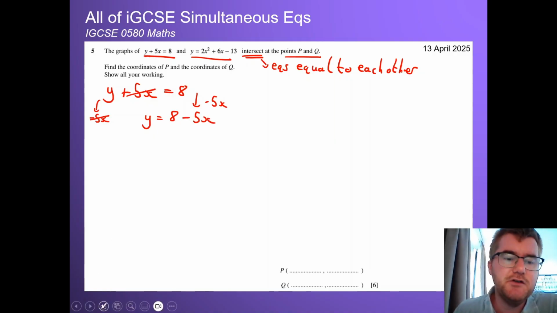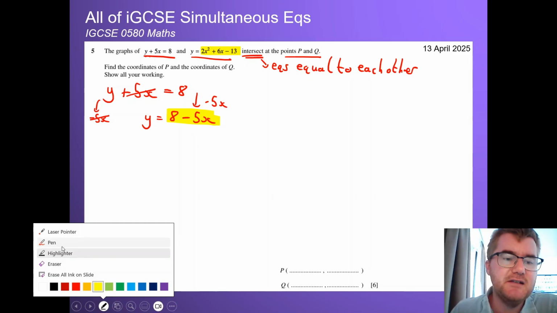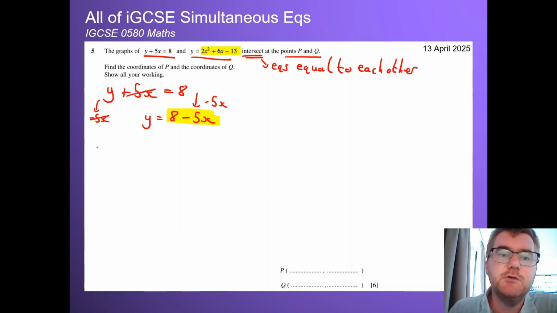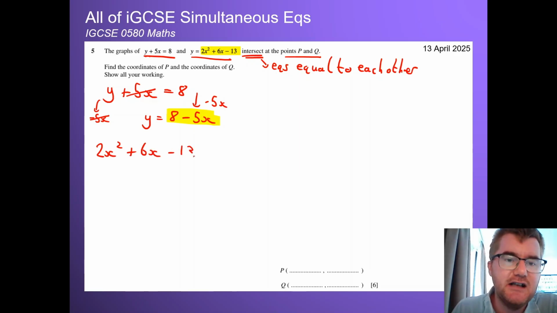And now notice we have two equations where one equation is y equals 8 minus 5x. Y is equal to 2x squared plus 6x minus 13. That means then that we can make them equal to each other. So we can say 2x squared plus 6x minus 13 is equal to 8 minus 5x.